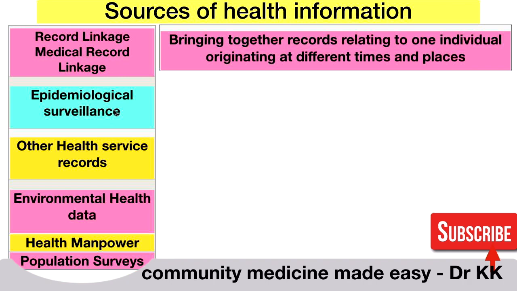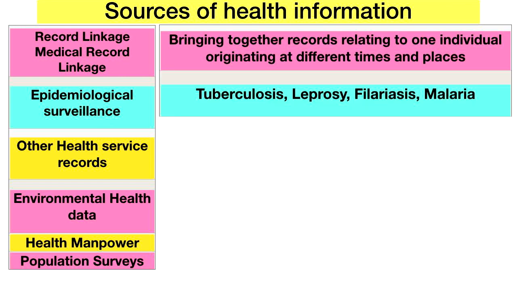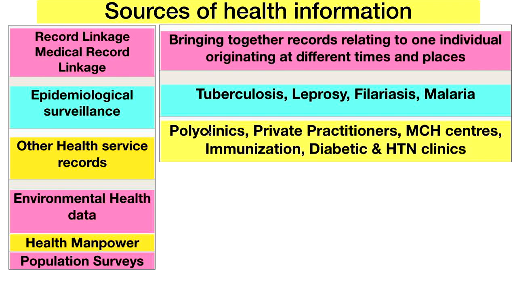And epidemiological surveillance. There are national programs for some diseases. Under these programs, routine surveillance will be undertaken. So, this epidemiological surveillance will give us a good source of information regarding these health problems. And then other health service records: polyclinics, private practitioners, MCH centers, immunization, diabetes and hypertension clinics. Those cases which are missed by the public health system, the government machinery, all go to the private sector. So if you collect data from the private practitioners, it's going to be a complete record for us.